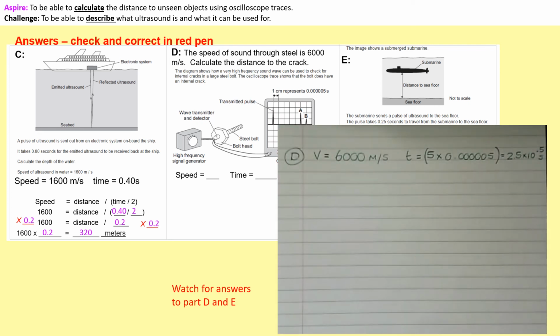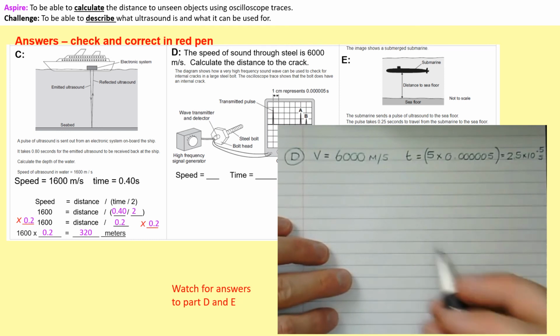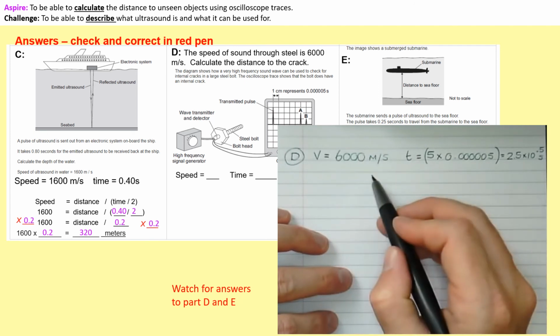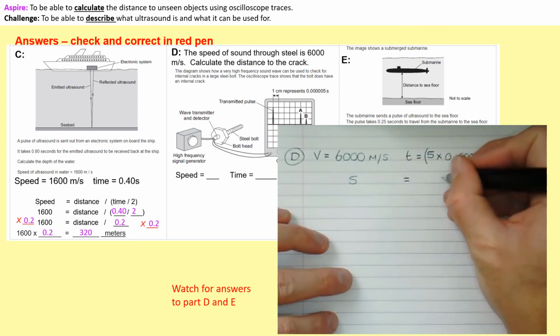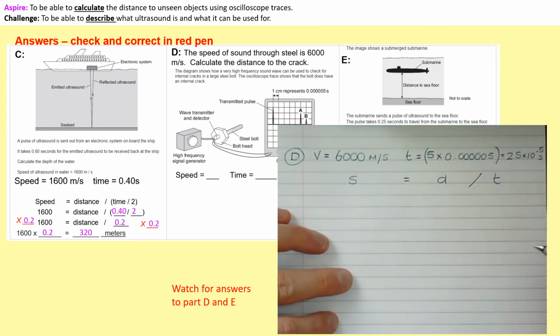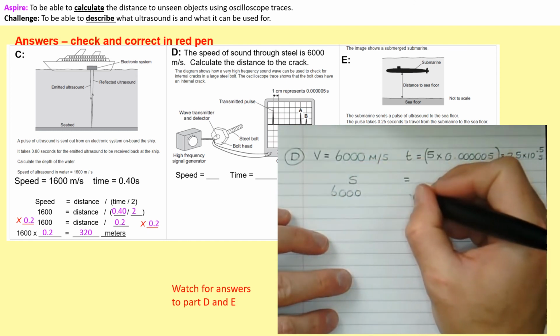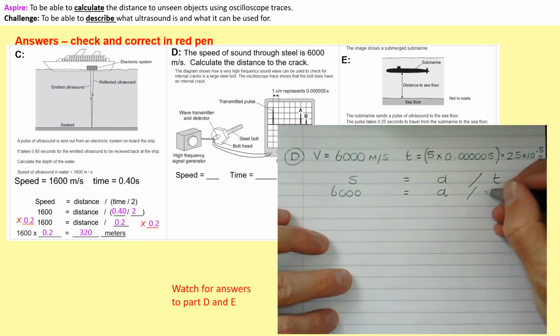Now don't worry about the fact that it says 1 centimeter represents that. The oscilloscope is just saying that on the oscilloscope 1 centimeter represents that, so that time is fine and we can use the meters. We don't need to convert. So we're being asked to find the distance, so we need the equation that links speed, distance and time, which is speed is equal to distance divided by time. I'm just trying to keep it on one line. So let's substitute our values. So 6,000 equals, distance is unknown, but time we do know. So it's 2.5 times 10 to the minus 5.